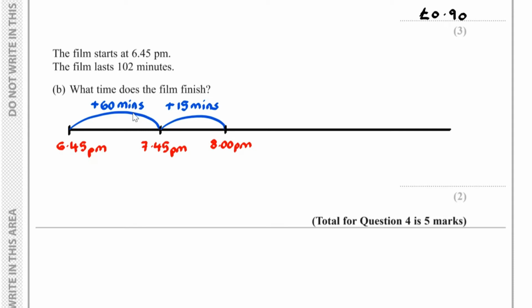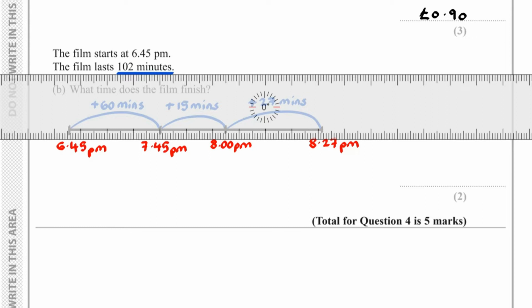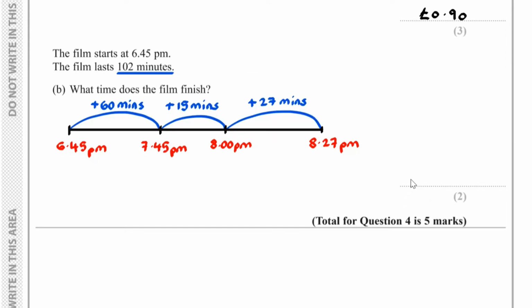So what we've added on here is 75 minutes. So now if I add on another 27 minutes, we will end up at 8:27 p.m. And so therefore, we have 8:27 p.m. for the time the film finishes.